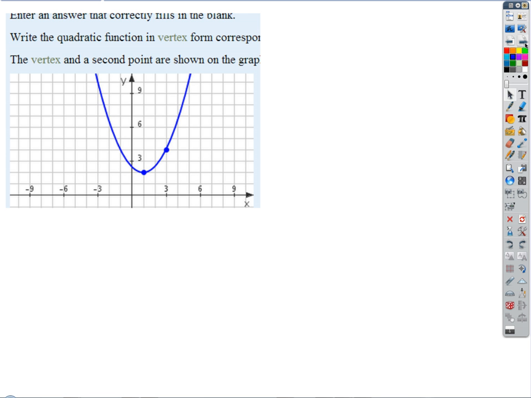This one fits which form, obviously? Vertex form, because we're given a vertex. It tells us the vertex and a second point are shown. So there's the vertex, there's a second point. So what is vertex form?